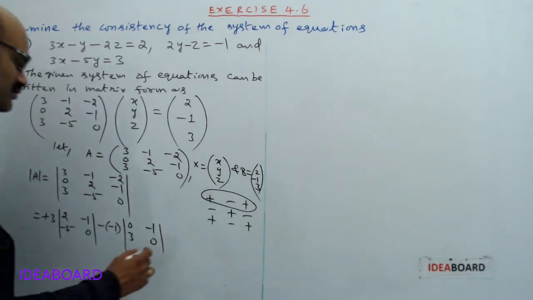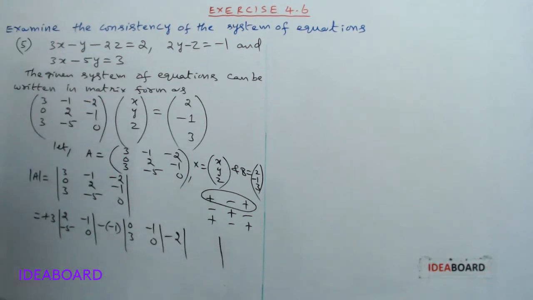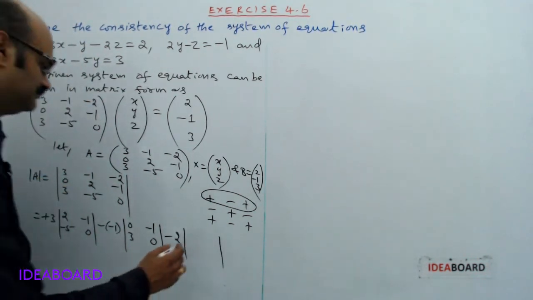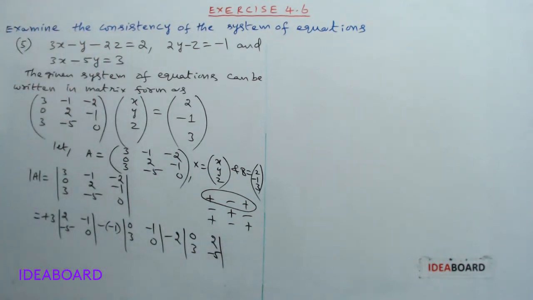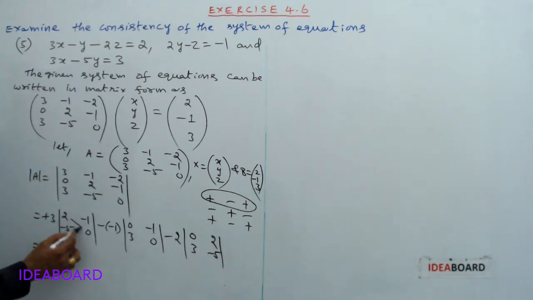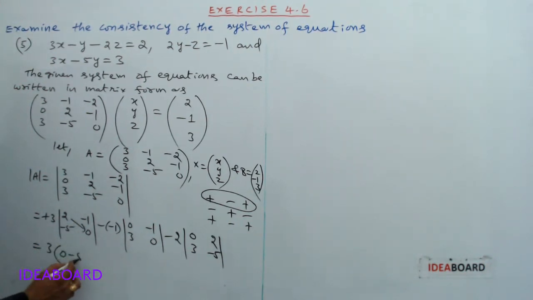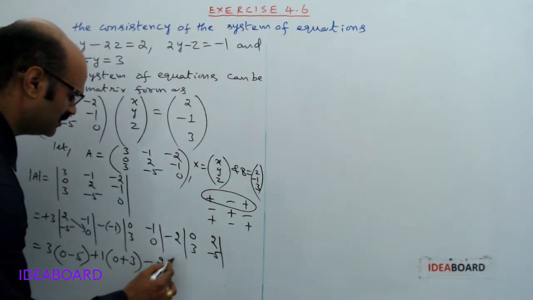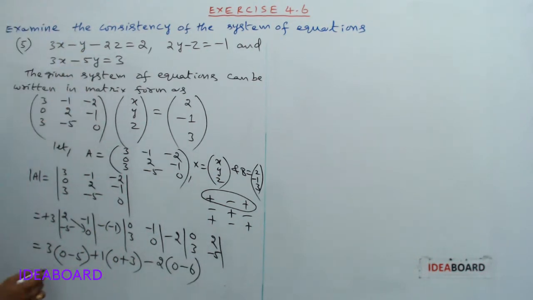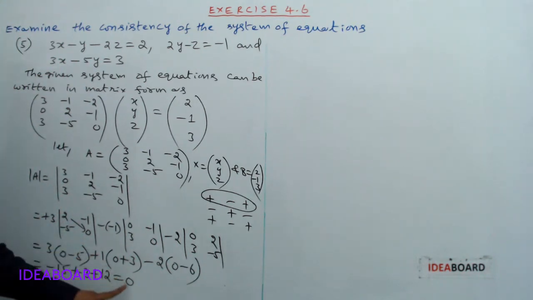Next minus 2 into determinant of 0, 2, 3, minus 5. So it is equal to 3 into 0 minus 5, plus 1 into 0 plus 3, minus 2 into 0 minus 6. So equal to minus 15 plus 3 plus 12. So equal to 0. So here we are getting det A equal to 0. So here A is a singular matrix.